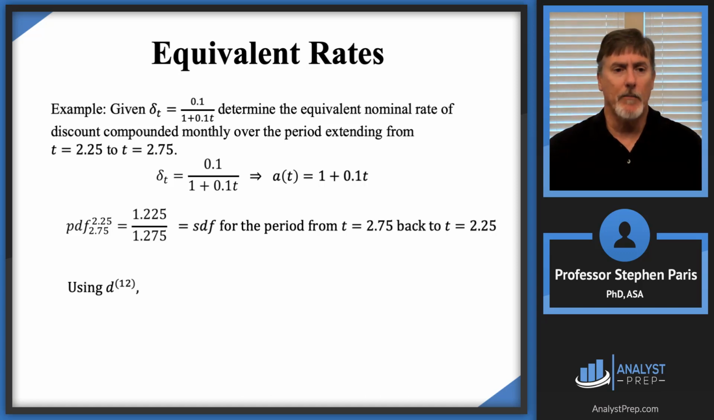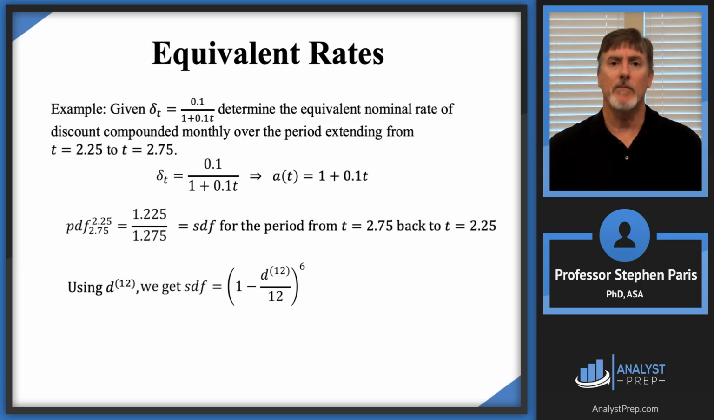Now, you ought to be a pro at this. When you see a d upper 12, what are you going to do? You divide it by 12, and that gives you, in this case, the monthly effective discount rate. Subtract that from 1, that gives you the monthly discount factor. And so the semi-annual discount factor would be the monthly discount factor to the 6th power. I skipped a few steps here, but you ought to be a pro at this by now. So hopefully you agree with this. Look back at some previous videos if you don't get that.